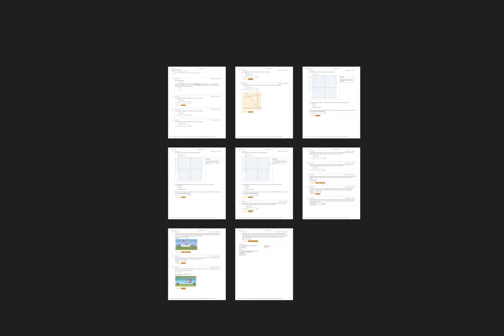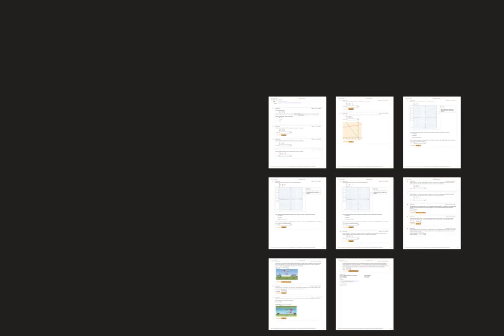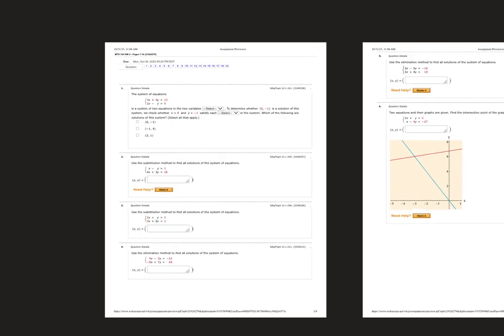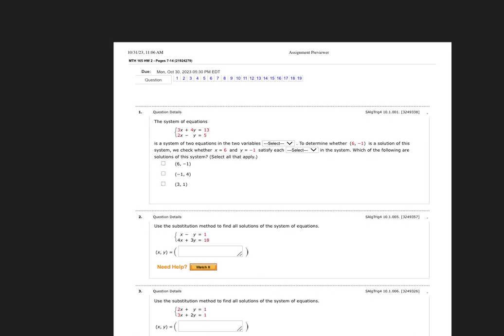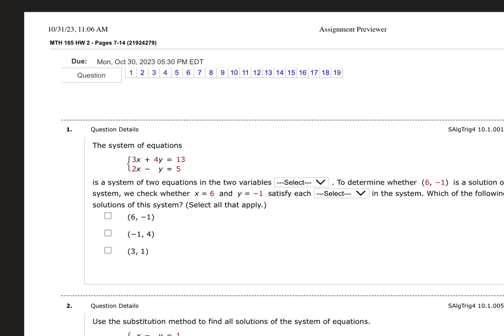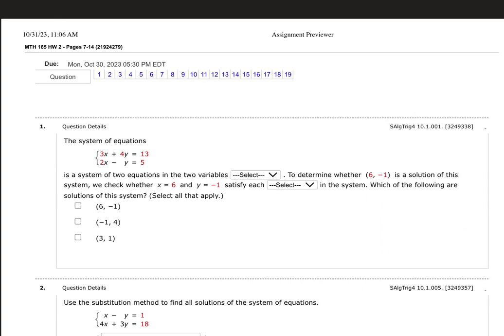Okay, we are going to take a quick look at homework number 2 that was due yesterday. This homework is dealing a lot with equations, systems of equations. I'm going to start looking at number 1.